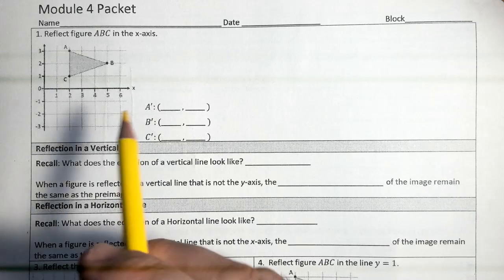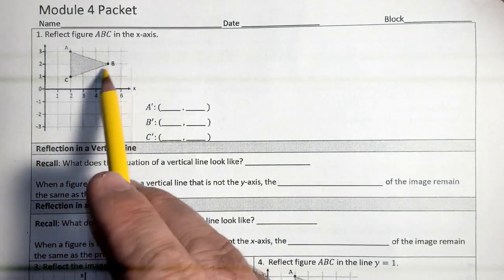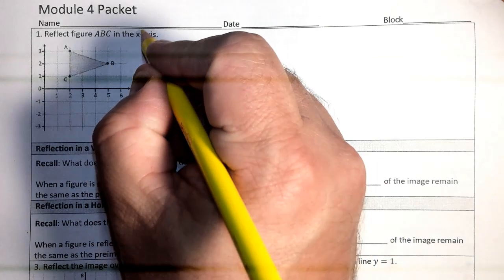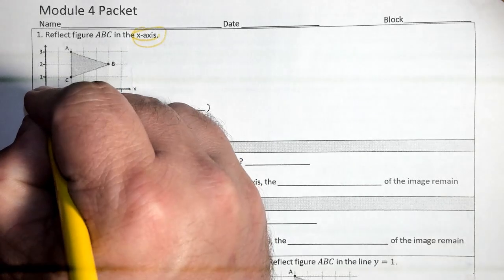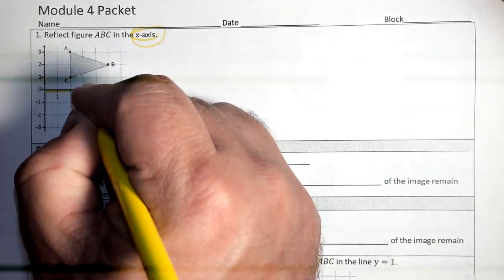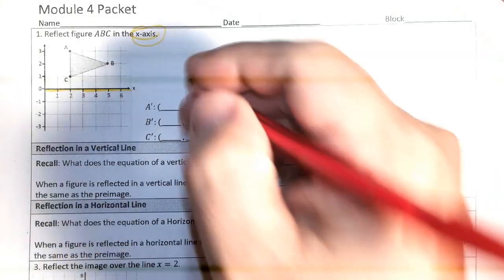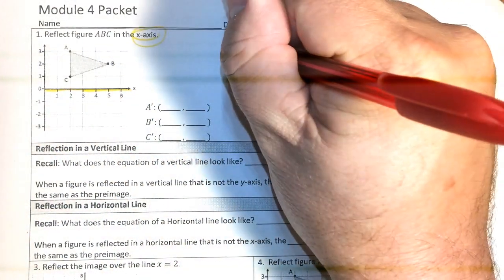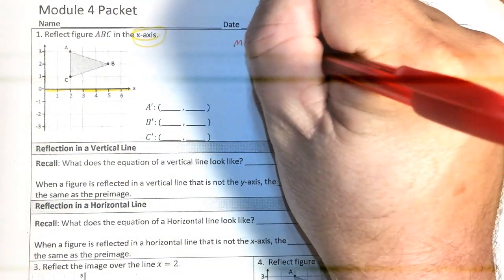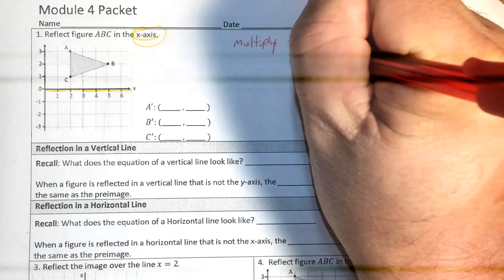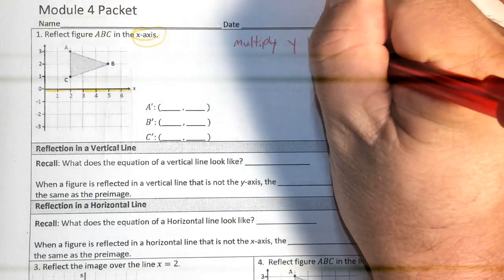So it says reflect the figure ABC in the x-axis. This is the x-axis, so we're going to reflect it. And what did we do to reflect in the x-axis? We multiply the y by -1.